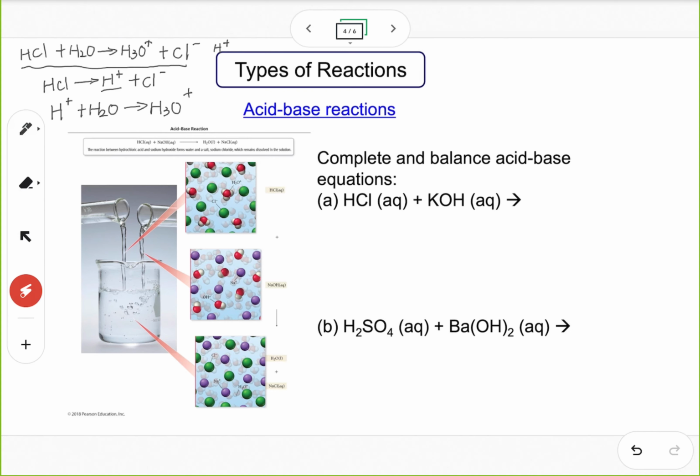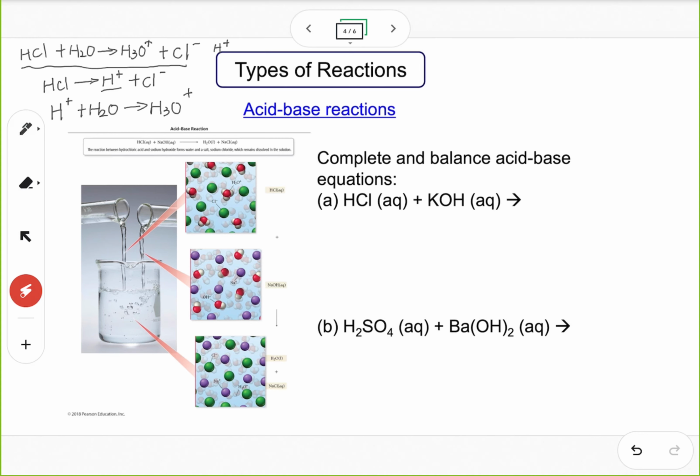All right, now this is hydrochloric acid. Now sodium hydroxide, as we mentioned, for a base, when you dissolve that in water, it will give you sodium cation and hydroxide. So now you have 4 ions in this mixture: hydronium, chloride, sodium, and hydroxide.